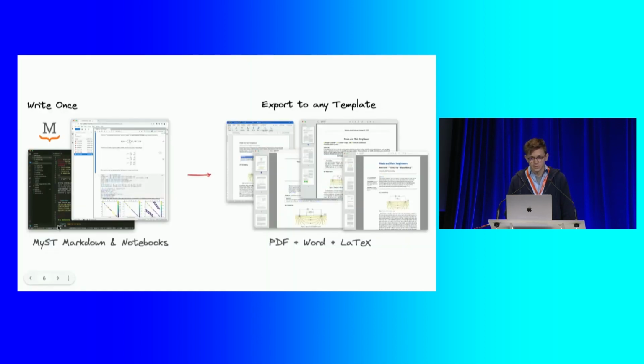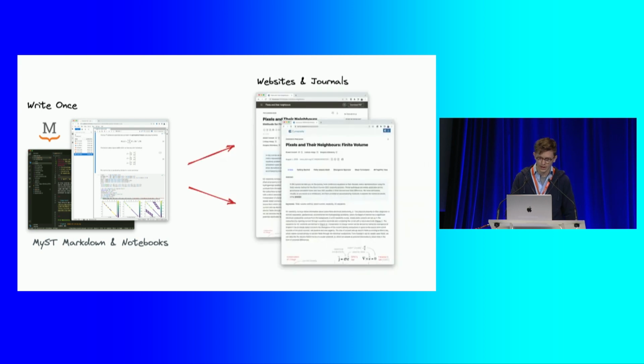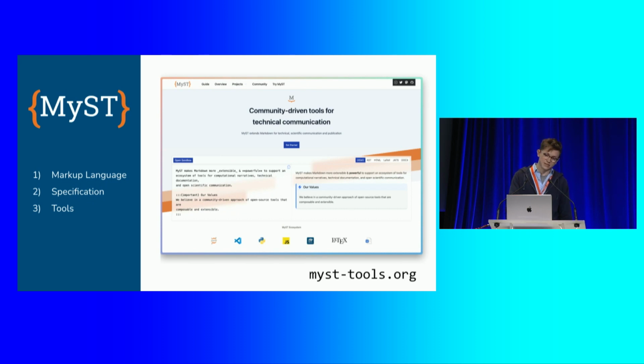And then, of course, we still want to be able to export these static outputs because people still want a PDF that they can print and look at. But maybe it doesn't matter anymore what the PDF is, and we can just export it to Word or any various template. And at the same time, take the same source that you were writing and make an interactive website or journal that has all the features that we were just looking at. Cool. So that's what we're doing with MyST.